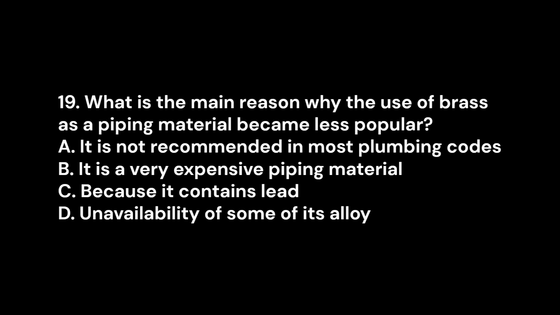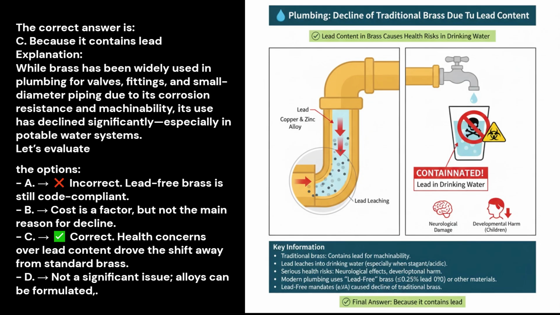Number 19. What is the main reason why the use of brass as a piping material became less popular? A. It is not recommended in most plumbing codes. B. It is a very expensive piping material. C. Because it contains lead. D. Unavailability of some of its alloy. The correct answer is C.